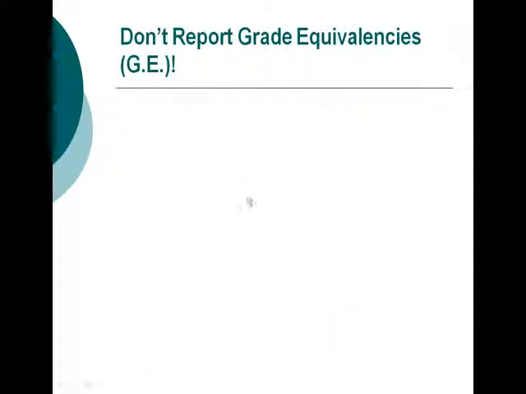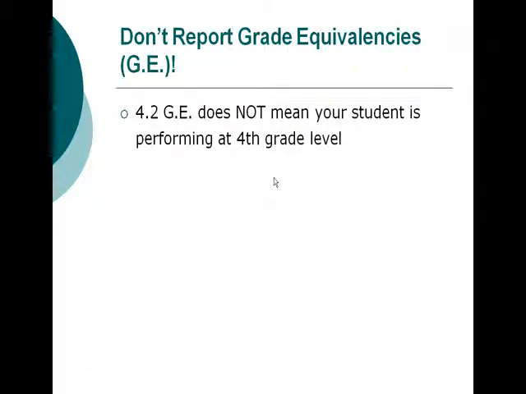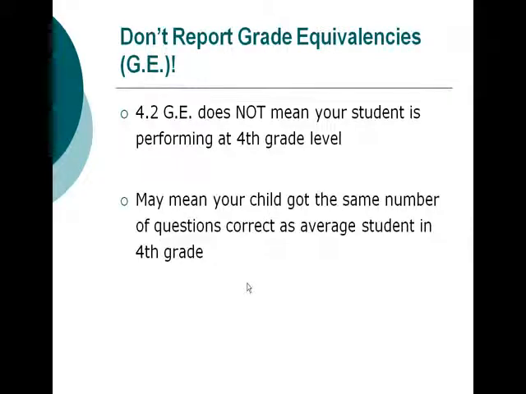Let's go on to this since I clicked. One thing I want you to emblazon on your forehead is: don't report grade equivalencies. A 4.2 grade equivalency does not mean your student is performing at 4th grade levels. Many teachers and especially parents will assume that all the time. I can't tell you how often somebody has come in and said, well, I'm teaching 2nd grade, Sarah scored 5.5 and you don't have her reading 5th grade material. She should be in 5th grade material. It doesn't mean she can read 5th grade material.